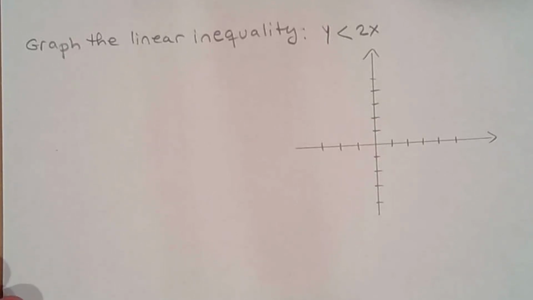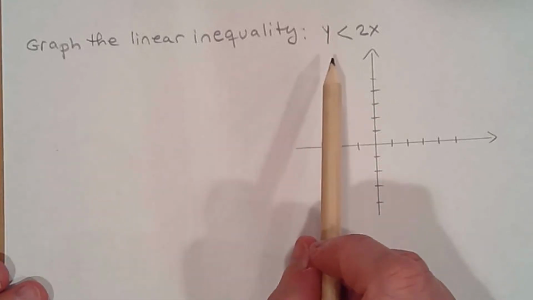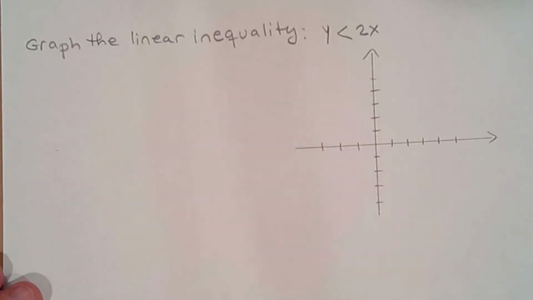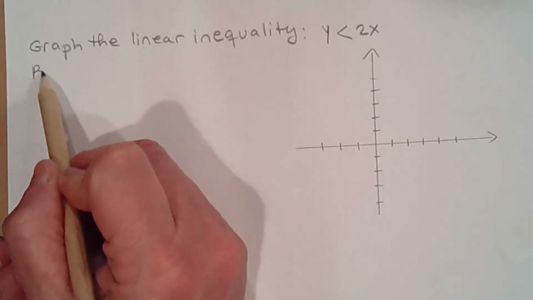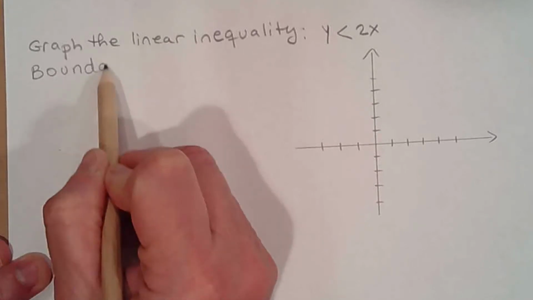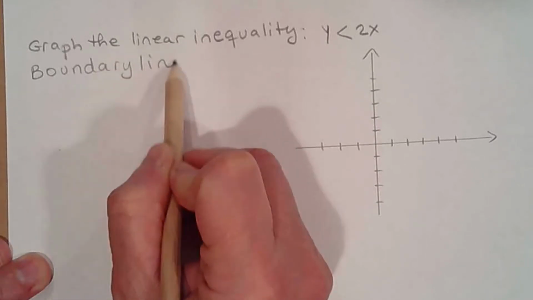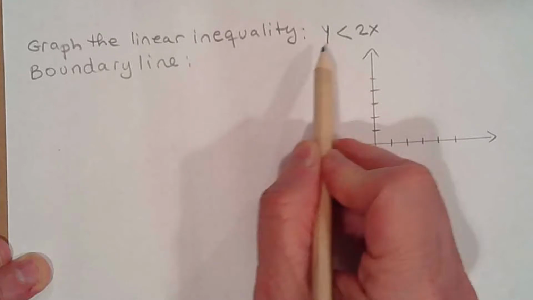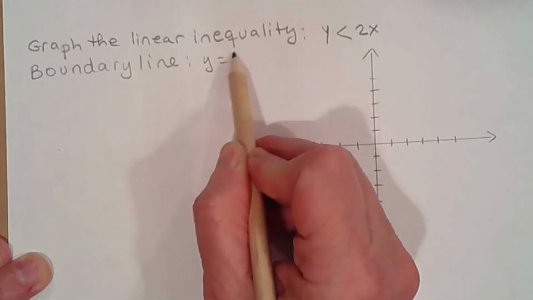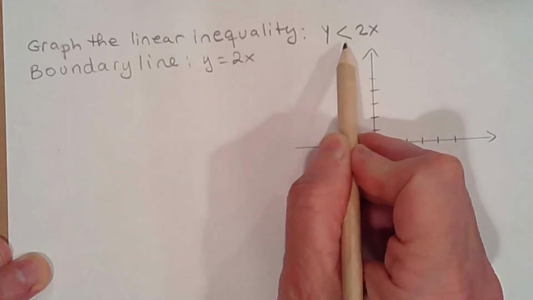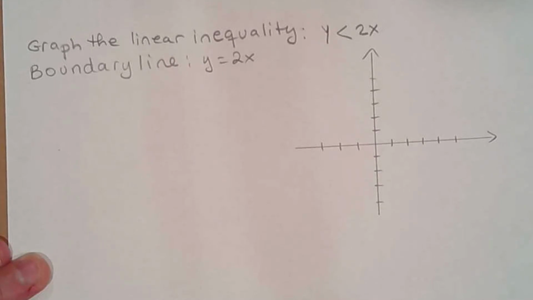Okay, let's graph the linear inequality y less than 2x. So let's go ahead and graph the boundary line first. What is the boundary line? The boundary line is y equal to 2x. Replace the inequality, less than, with equal. So let's go ahead and graph y equal to 2x.